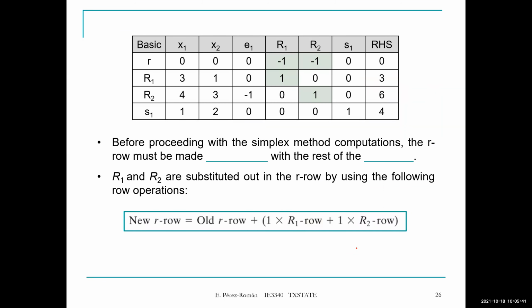Before proceeding with the simplex method computations, the R row must be made consistent with the rest of the Tableau. R1 and R2 are substituted out in the R row by using the following row operation. So basically what we need to do is multiply this by -1 and add it to row 0. And then, I'm sorry, this should be +1. And this one by +1 plus row 0.